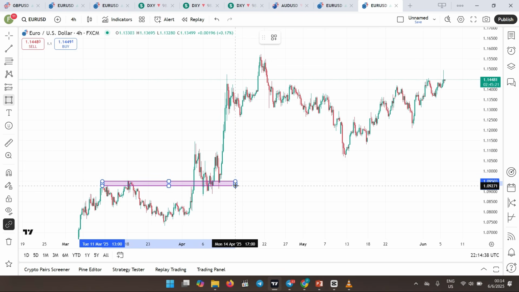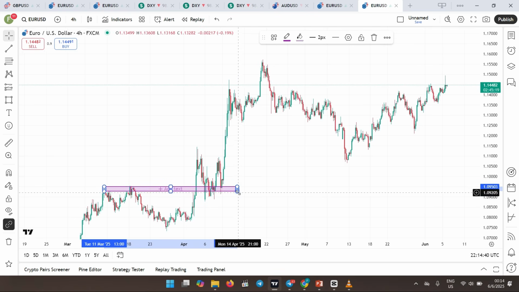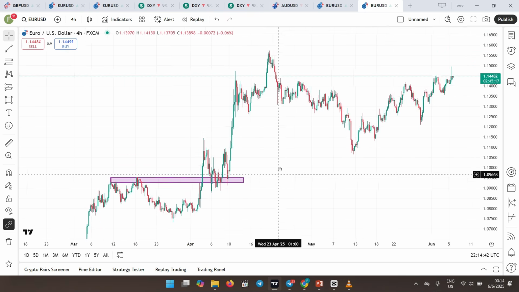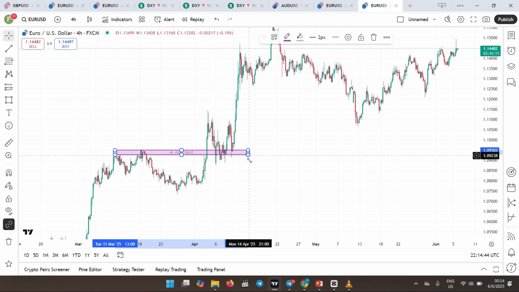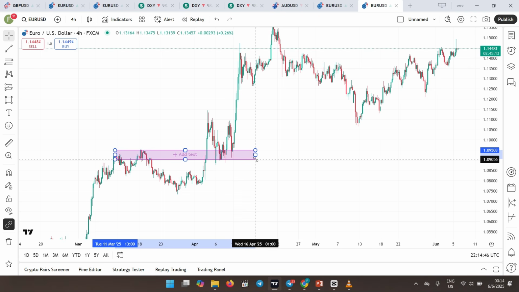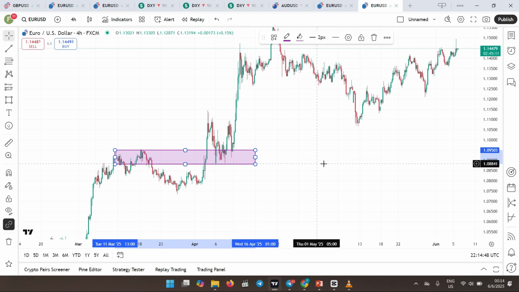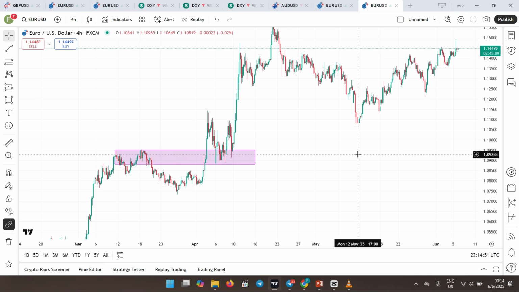As you can see here, I can see my support zone here. I can see my support zone here. As I said, support and resistance is not a price, it's a zone, right?